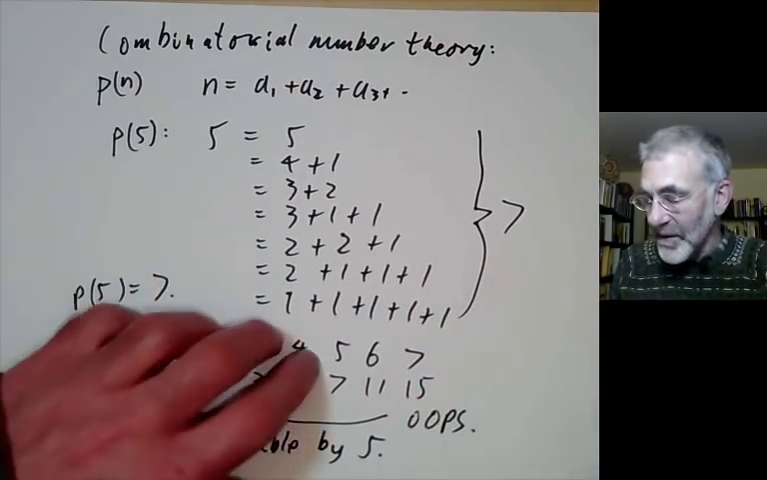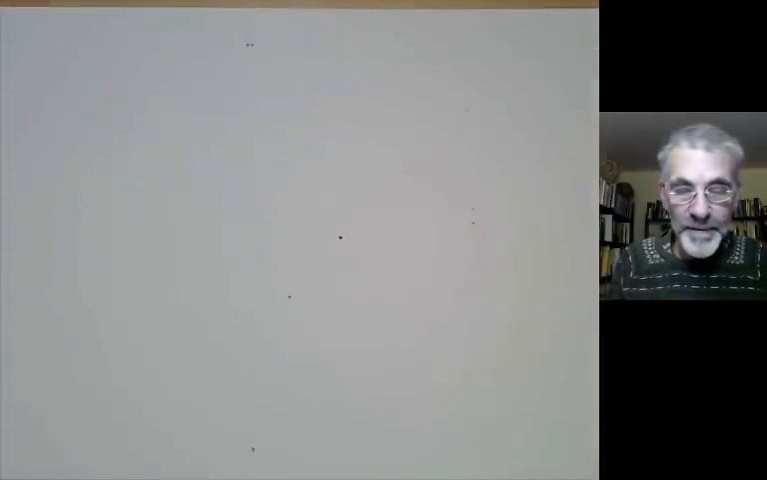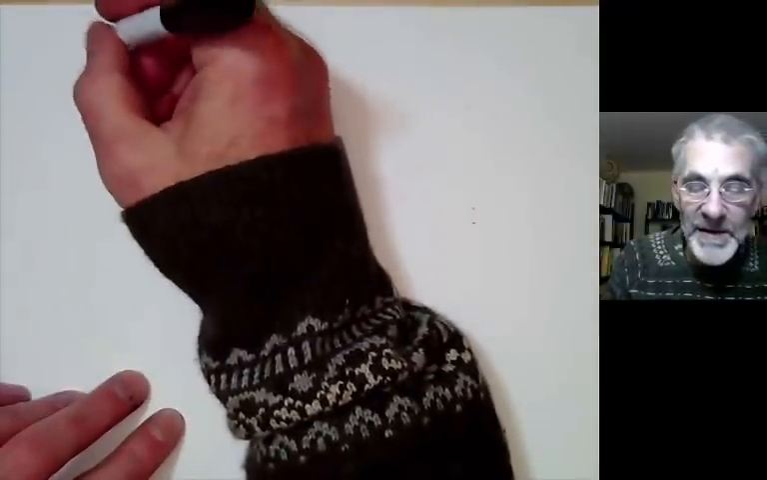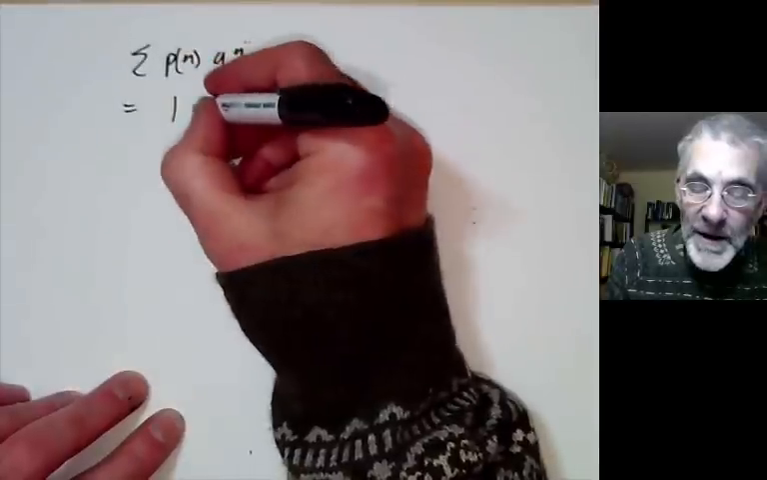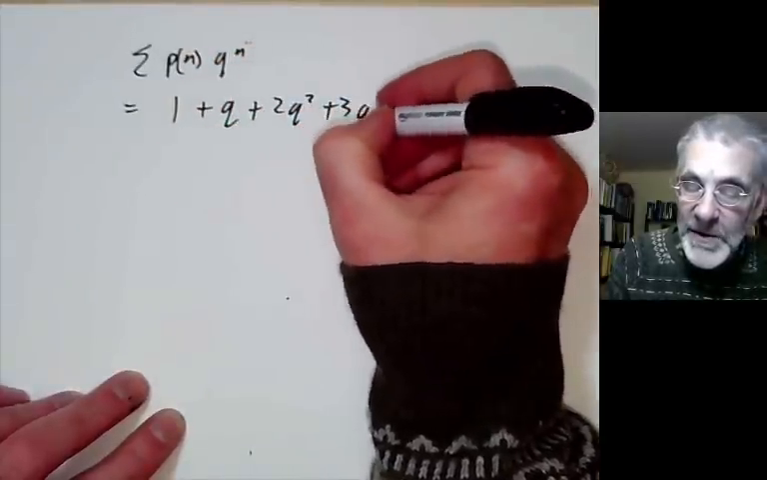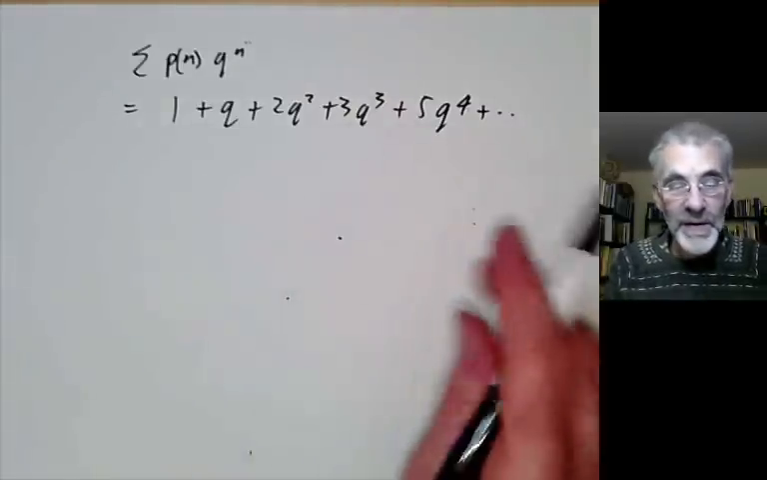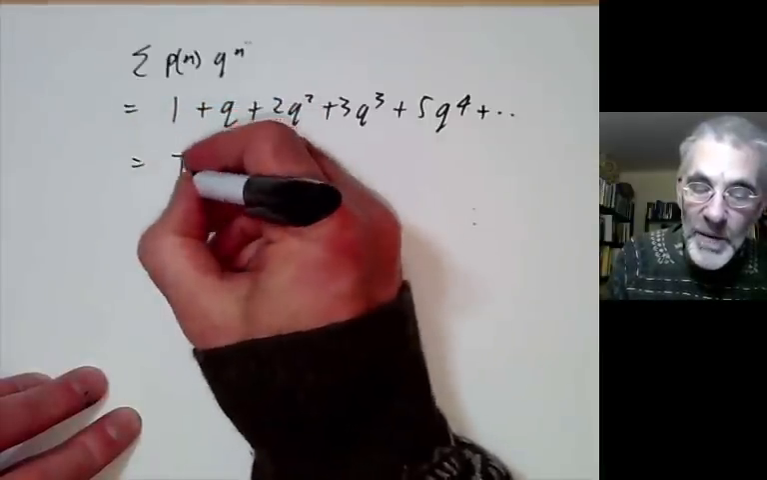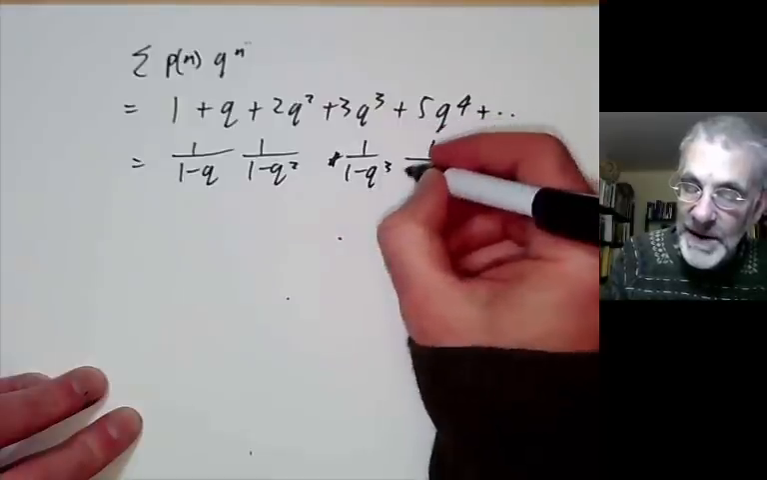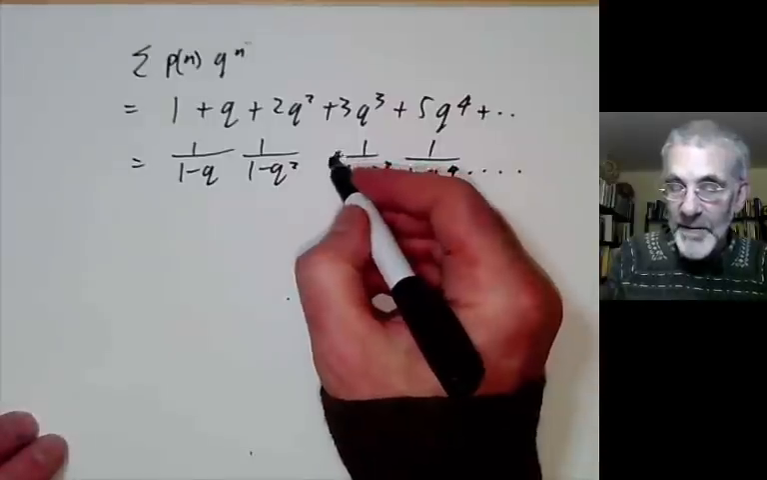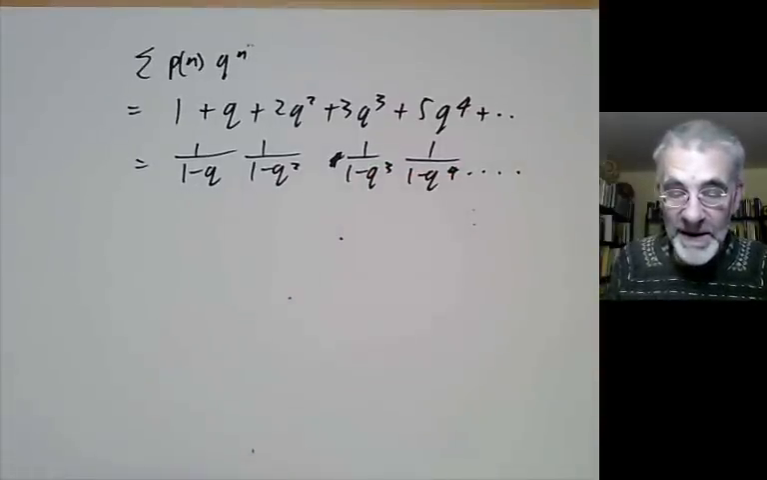So Euler had this rather nice formula for the number of partitions. Suppose you take the power series whose coefficients are partitions. So we take the sum of p(n) times q to the n. So this is going to be 1 plus q plus 2q squared plus 3q cubed plus 5q to the 4 and so on. And Euler discovered that there was this rather nice factorization for it. It's equal to 1 over 1 minus q times 1 over 1 minus q squared times 1 over 1 minus q cubed, 1 over 1 minus q to the 4, and so on. So this is actually quite easy to prove. You can almost have this as an exercise.